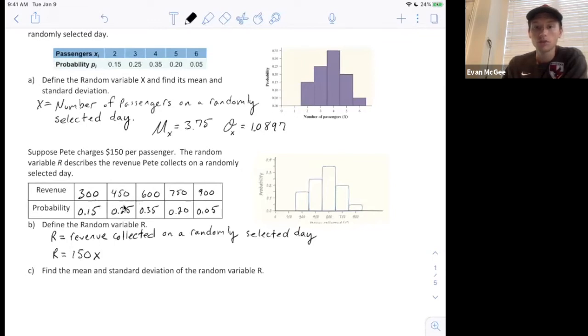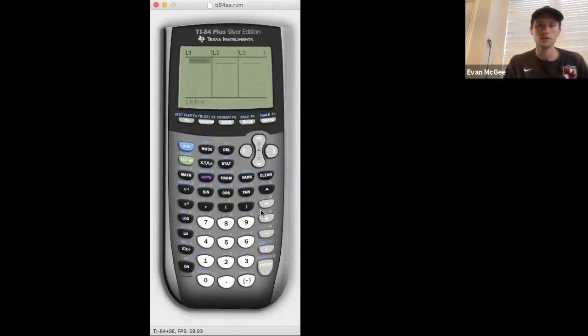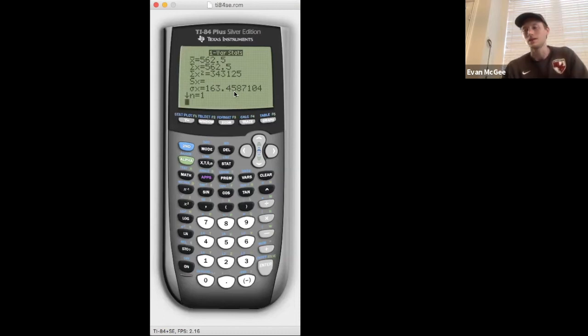But I want to show you on the calculator that we'll get the same exact values. So let's punch these now into our calculator and see what the mean and standard deviation are. So I've got the different amounts of revenue and their probabilities. Let's calculate the statistics. So here it shows that the expected value is 562.5 and the standard deviation is 163.459. So remember these values while I click back to our notes.